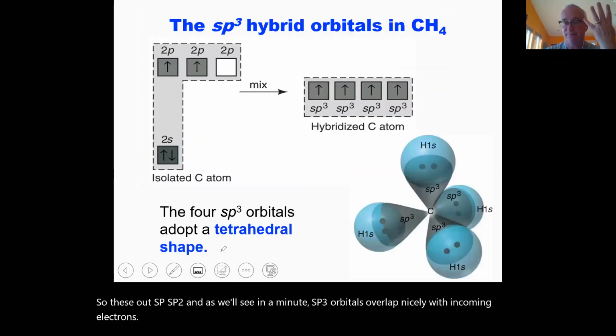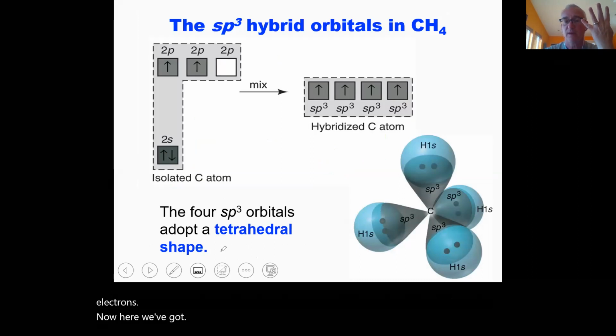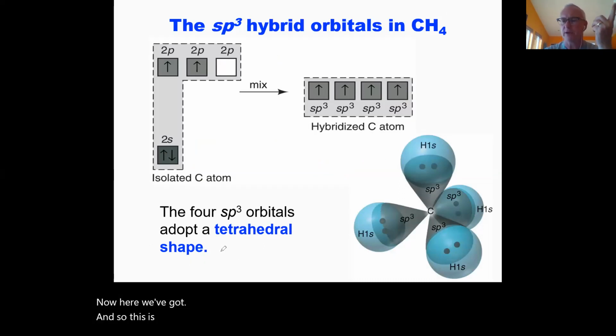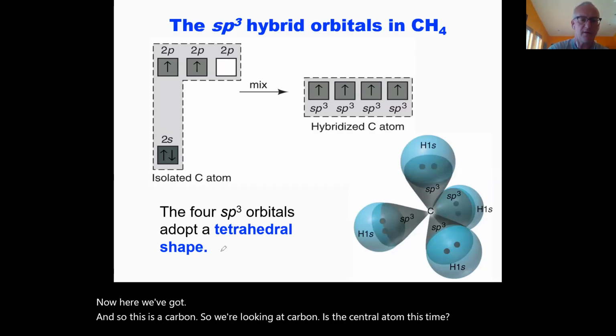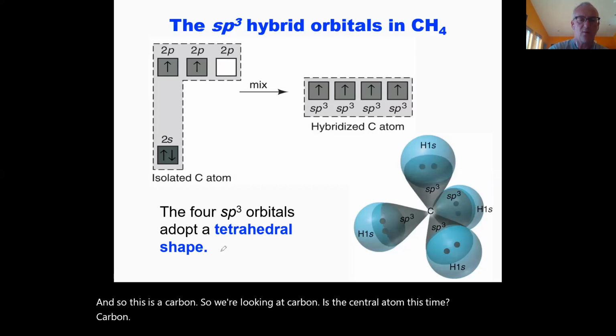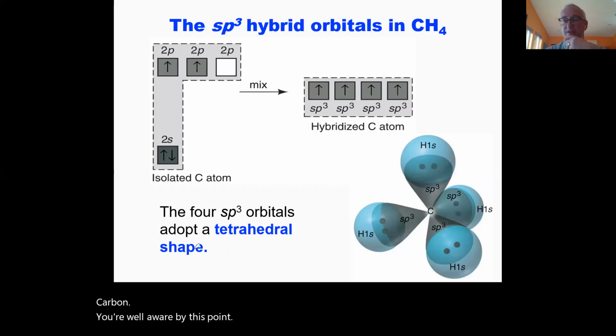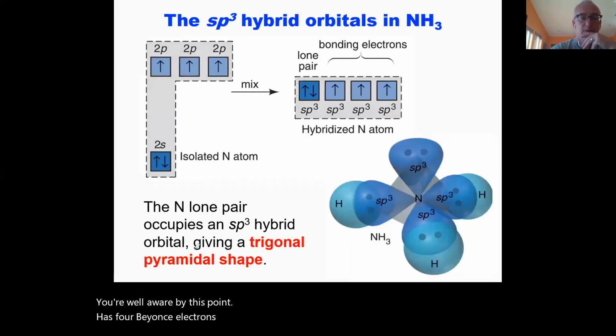Now here we've got 4. And so this is carbon. So we're looking at carbon as the central atom this time. Carbon, we're well aware at this point, has 4 valence electrons, right? And so it's got, let me go back.